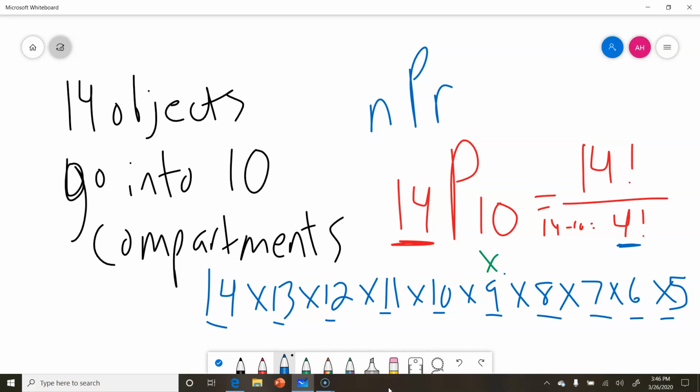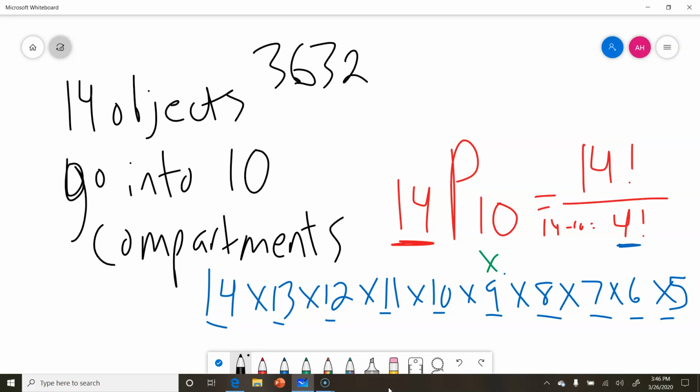It is a huge number, so if you actually did try and solve this, I'm going to write it up top for you. So you type that in your calculator, you get 3,632,428,800. That would be the permutation of getting 14 objects into 10 compartments. Okay, if you have questions about that, go ahead and watch that video again. Pause it if you need to.